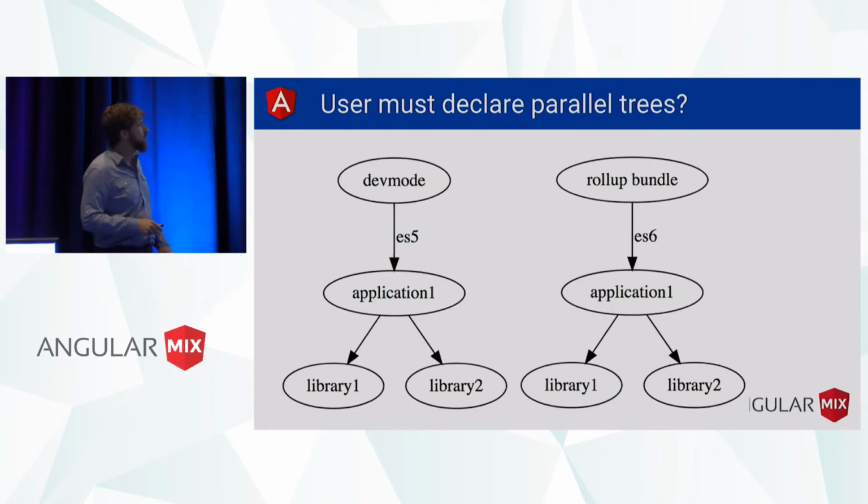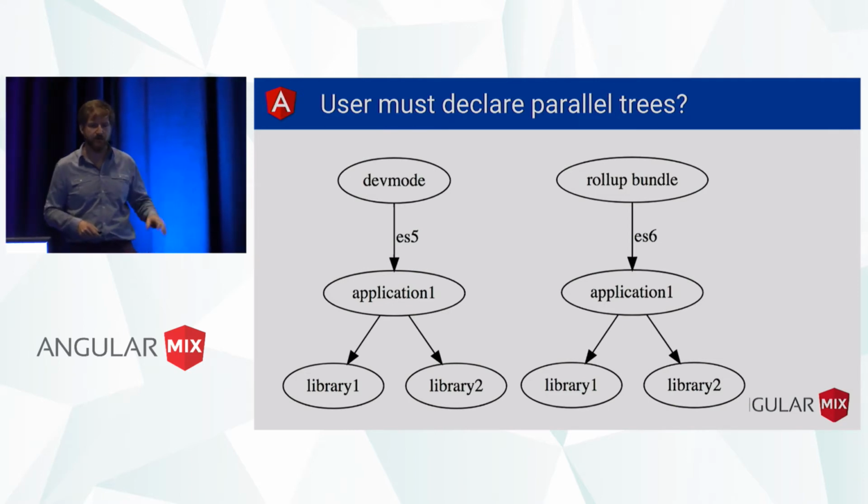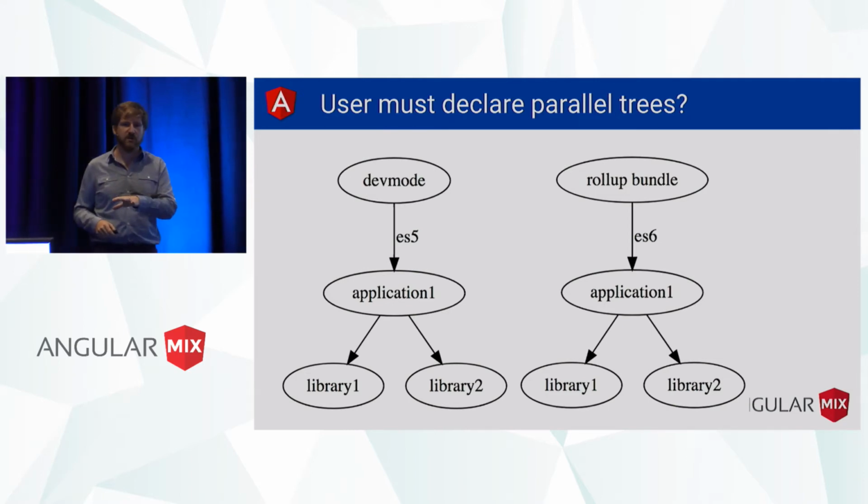The fourth principle needs a little bit more setup. So let's say I have this application, and I have 2 different ways that I use it. In one way, I'm in development mode, and I want ES5, so it goes straight in the browser. And in the other mode, I'm going to ship it to production, and I use Rollup for that. Rollup does a much better job of tree shaking and optimizing if you hand it ES6 code. So it looks like I might have to declare these parallel trees where the application is declared twice, once with ES5, once with ES6, and then all the libraries also need to be like that. It's obviously a maintenance nightmare.